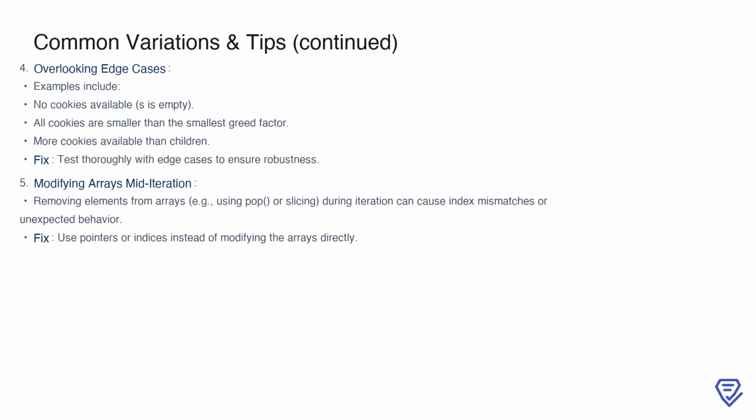Another mistake is modifying arrays mid-iteration, such as using pop or slicing to remove elements. This can cause index mismatches or unintended side effects, making the logic harder to follow and prone to bugs. Instead, rely on pointers or indices to traverse the arrays without altering their structure during the process.